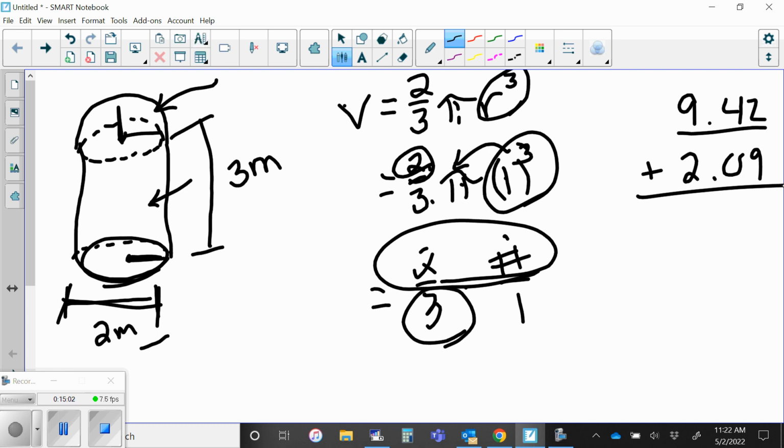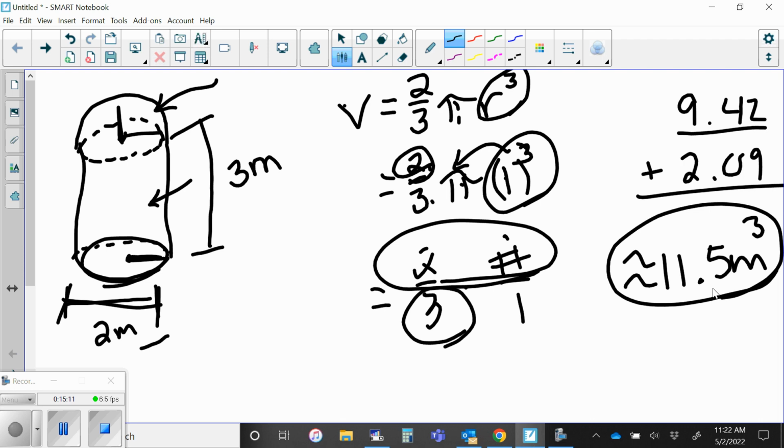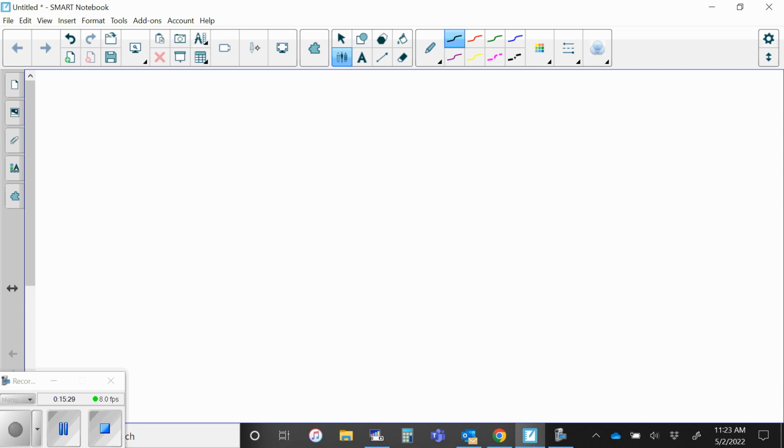And you should get about 11.5. And that would be meters cubed. That would be the volume of that, and that is called a composite figure. A composite figure is when you combine two figures together. So that's a cylinder and then a hemisphere combined together. Does that make sense? Yes or no? Last question, and then you're going to have some time to work on your IXLs, which go over this section.